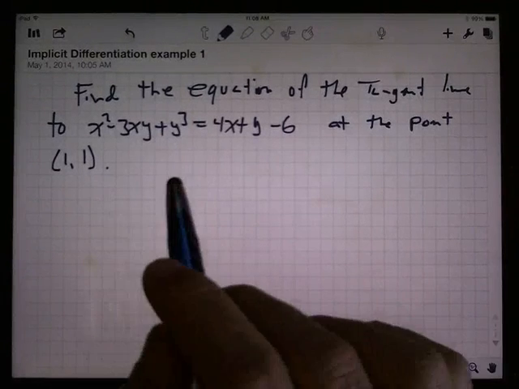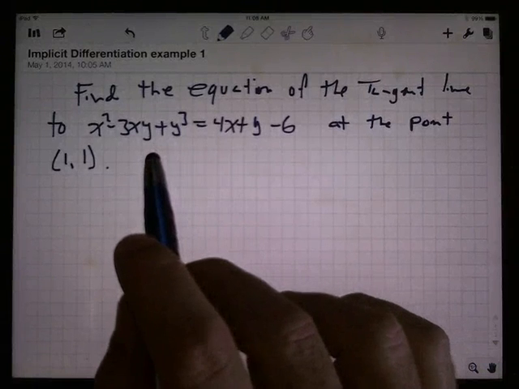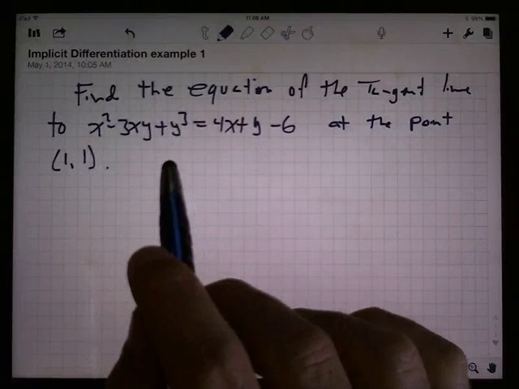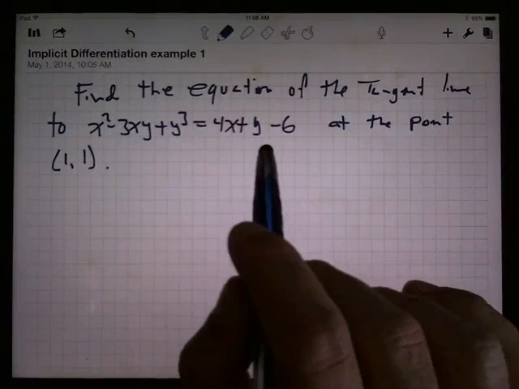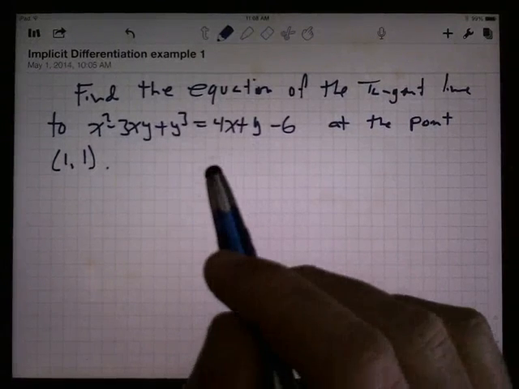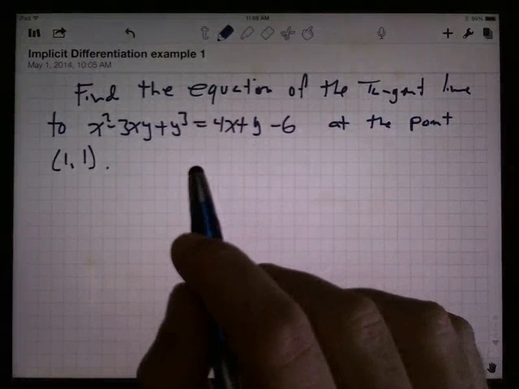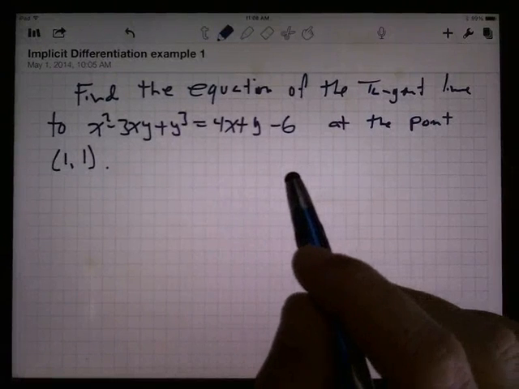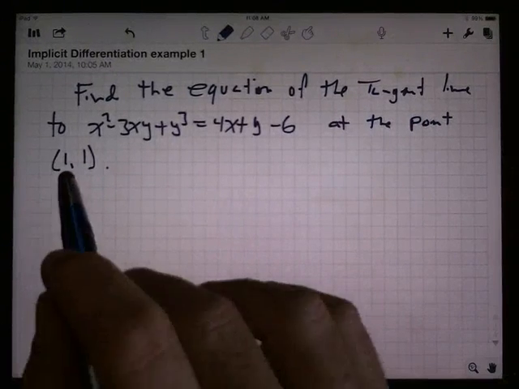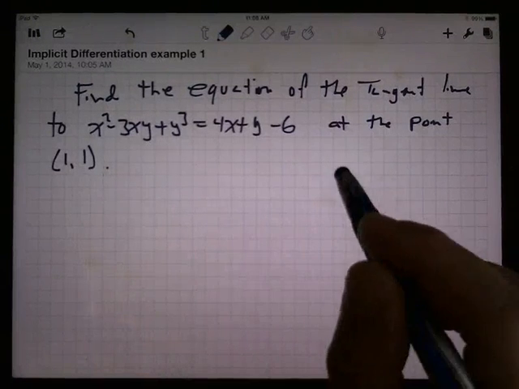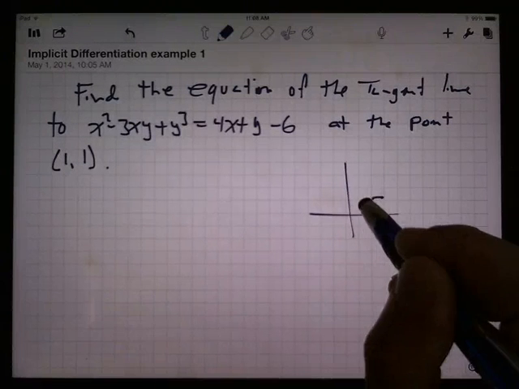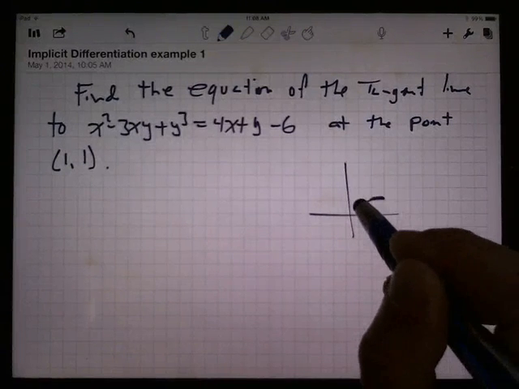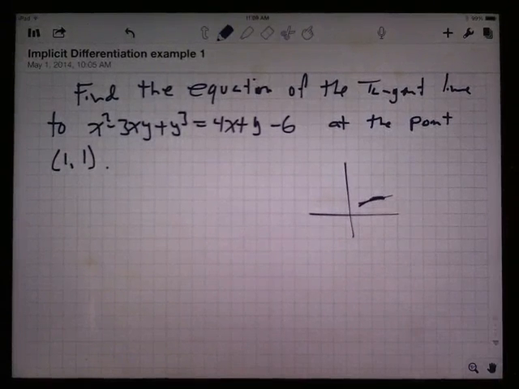I don't know if you have any idea what it looks like, but I could come up with some ideas, but they're just kind of foggy ideas of what the graph of that might look like. But still, it looks like something, and at the point (1, 1), whatever it looks like, the curve passes through there, and there should be a tangent line, and let's find it.